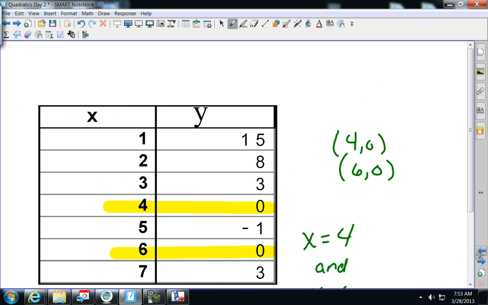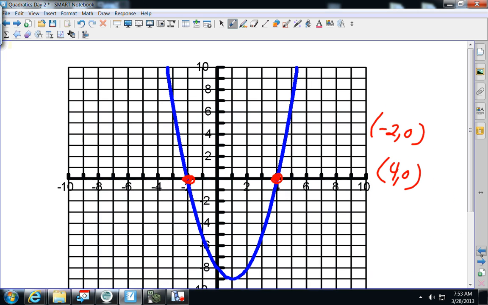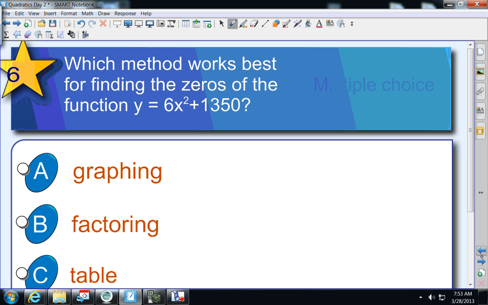Let's go back. See, I didn't know how much time. Oop. Hello, where'd my pen go? There we go.